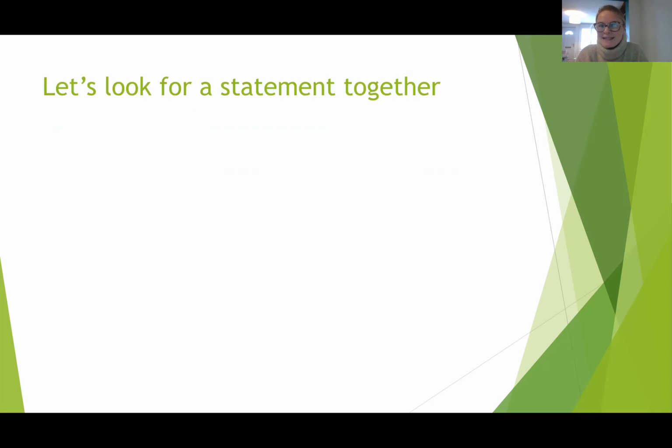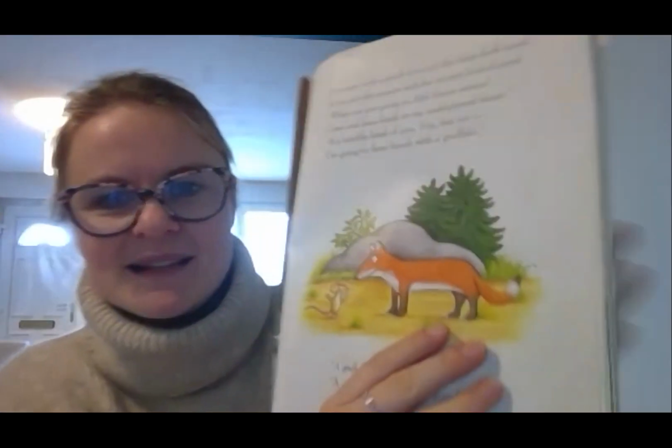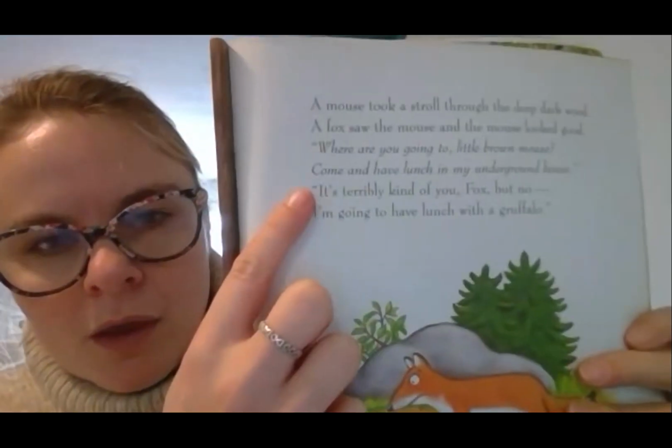Let's look for a statement together. Now remember, a statement is a fact or an idea. And what punctuation mark does it have at the end? Can you call out for me? It's a full stop. Good. Okay, so we're looking for a fact or an idea, full stop. Let's carry on reading the story together then, see if we find one.